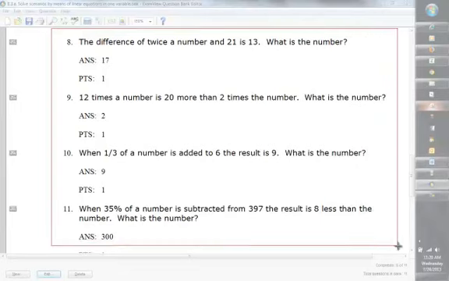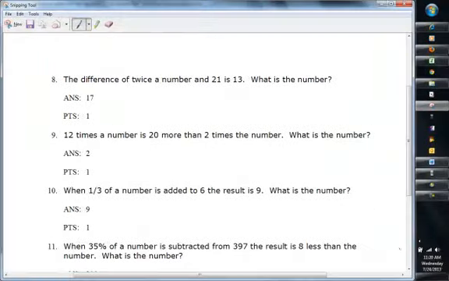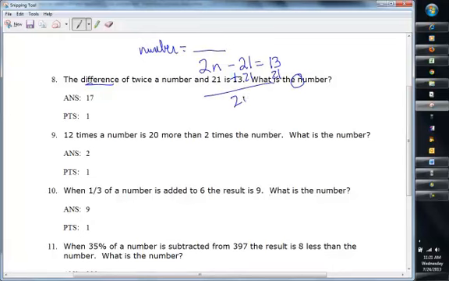It's like we got a spat of easy questions in a row here. The difference between twice a number and 21 is 13. What is the number? So number equals blank. Difference means subtract. So 2 number minus 21 equals 13. Add 21 to both sides. 2n equals 34. Divide both sides by 2. N is 17.